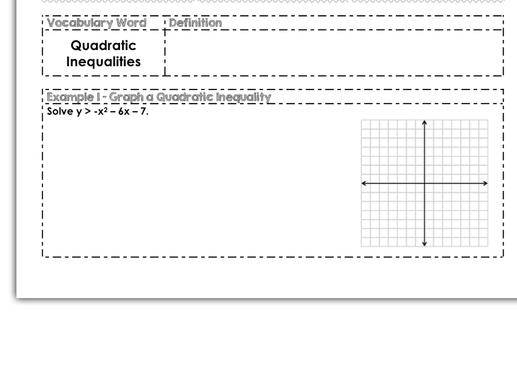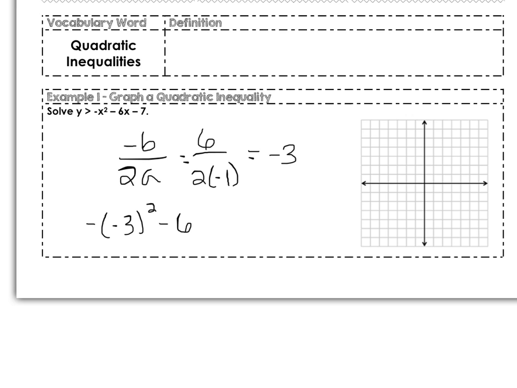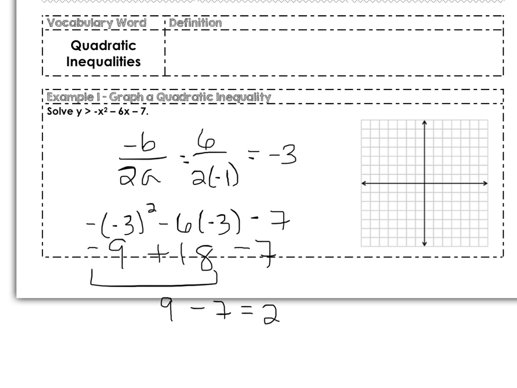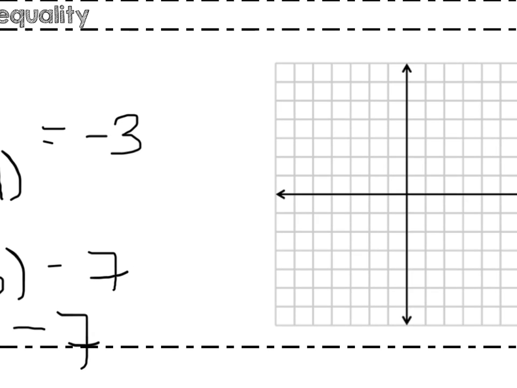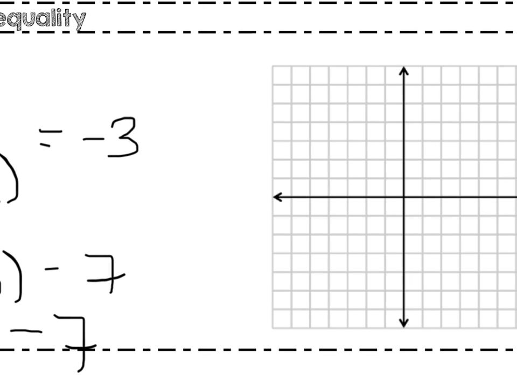So first things first, let's find our axis of symmetry, negative b over 2a. So we have negative 6, so positive 6 over 2 times negative 1, so we have an x value of negative 3. When we plug in negative 3 into our equation here, we have negative 9 plus 18 minus 7. Negative 9 plus 18 is 9, and 9 minus 7 equals 2. So if I zoom in here, we have a coordinate at negative 3, 2.